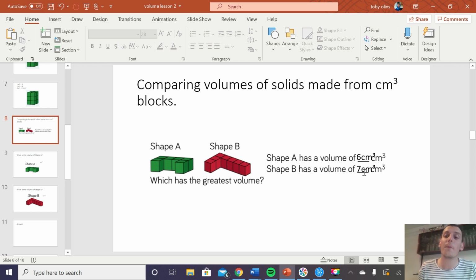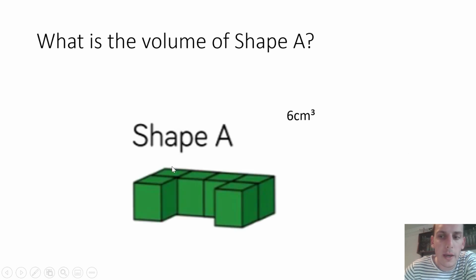But now we need to say, which one's got a bigger volume? The one that's got the bigger volume is going to be the bigger number. So 7 is bigger than 6, which means that shape B has the biggest volume. So that's how you work out which shape has the greatest volume. Now, you are going to do one by yourself.